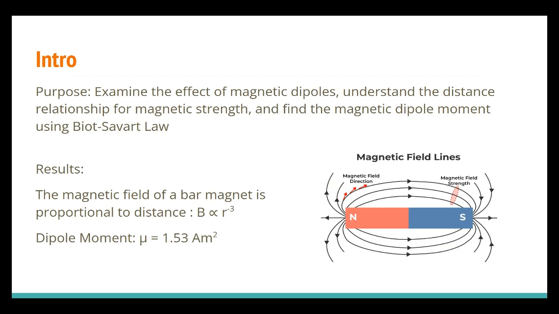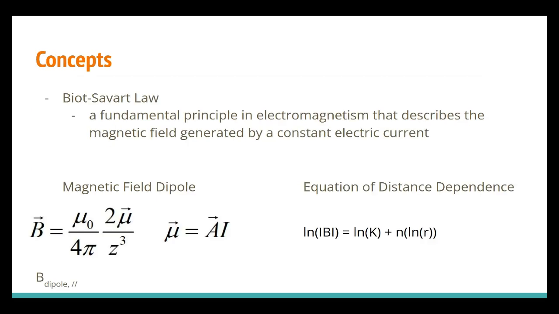And on the right, we can just see the field lines go from north to south for bar magnets. So concepts we need to know: Biot-Savart law, which is a fundamental principle in electromagnetism that describes a magnetic field generated by a constant electric current. And the equation we'll be using is based off the magnetic field of a dipole on axis, which is mu naught over 4 pi times 2 mu over z cubed, or r cubed in our case, and mu is equal to area times current.